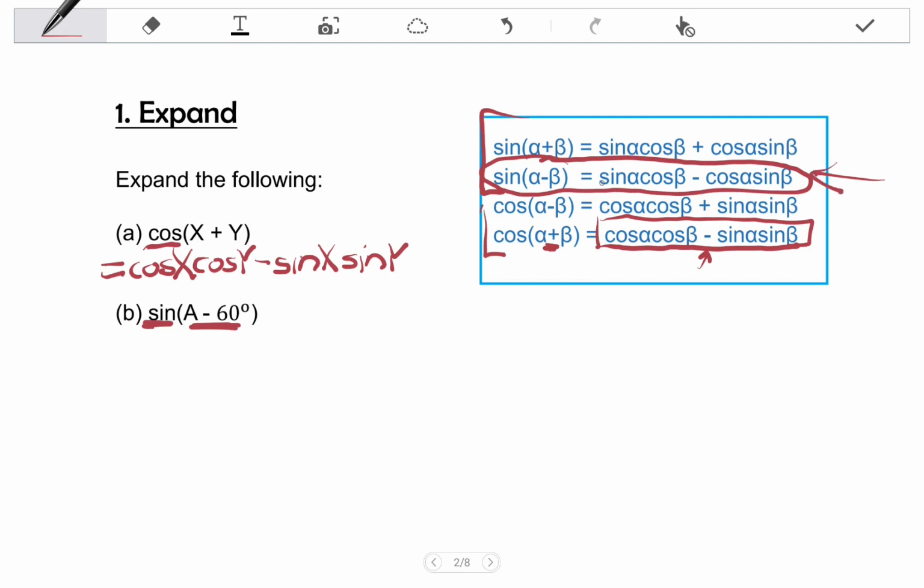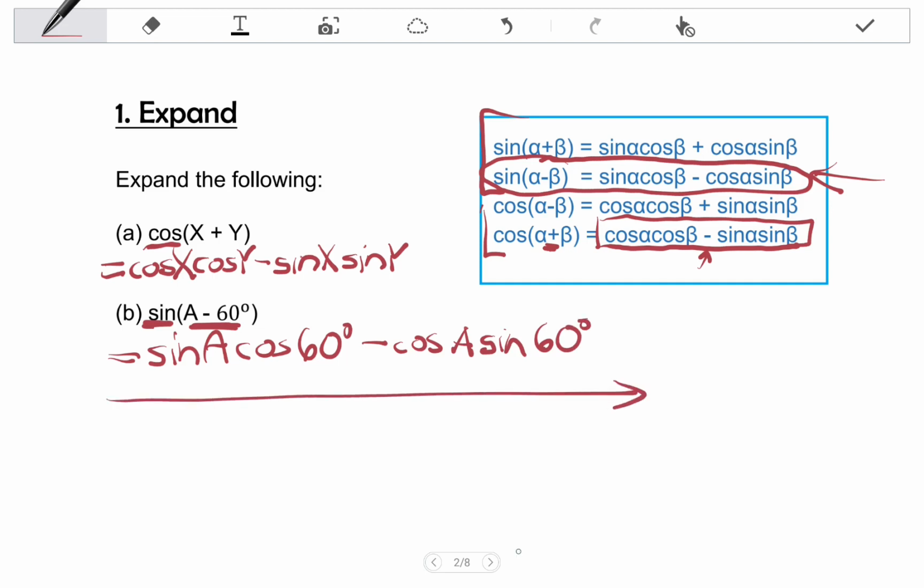So the formula says this expands to sine of the first angle, cos of the second angle. So I write that down. Sine of the first angle, which is A, cos of the second angle, which is 60 degrees. Then I have a minus, so the same sign as in the bracket, a minus. And then it says the second term is cos of the first angle, so cos of A, and then sine of the second angle, which is 60 degrees. All we had to do in this one was expand, so that's how we leave it.